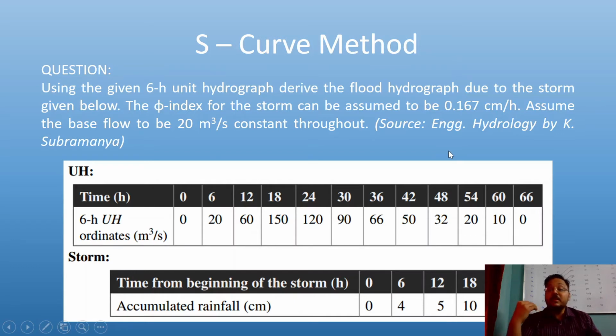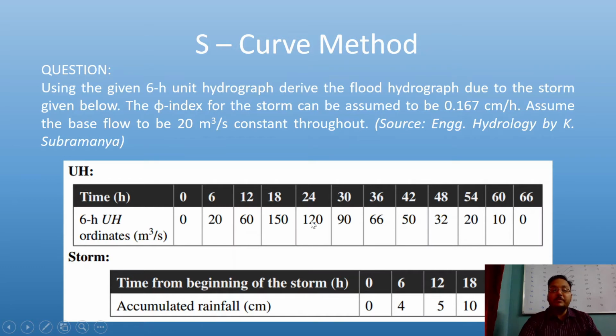But if it is more than 0.167, which is actually going to happen in this case, because we have such long durations and such magnitude of rainfall, the remaining water is going to contribute to the direct runoff, and thus it is going to affect the hydrograph that is given to us. Also, they are telling us to assume that the base flow is 20 meter cube per second. So the base flow in that particular catchment or river is assumed to be 20 meter cube per second.